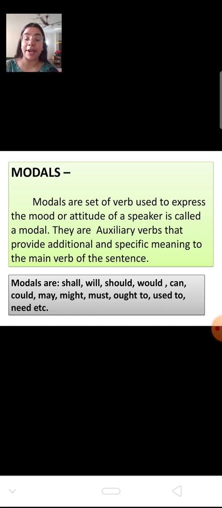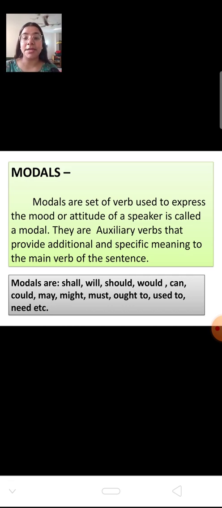Are we asking for help? Are we giving advice? Are we suggesting? Are we asking for permission? All these things are described by modals. If modals were not there, then we would not come to know the actual mood of the verb. So, to tell the actual mood, behavior and attitude of the verb, what is used? Auxiliary verb, that is, modal is used.